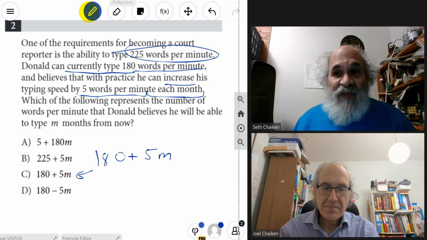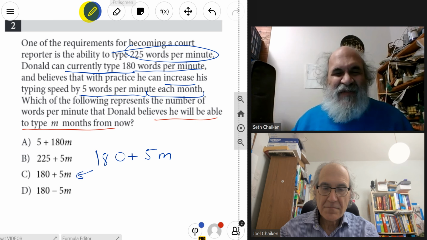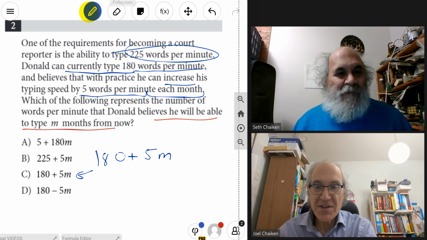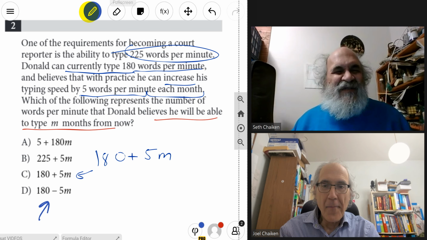Of course, that other information is relevant to other questions, like in how many months will he think he'll be ready for the test? But that's not the question they asked. I'm surprised they didn't put that as an answer. Well, the answer to that question is not an expression in M. The answer to that question would be a number of months.